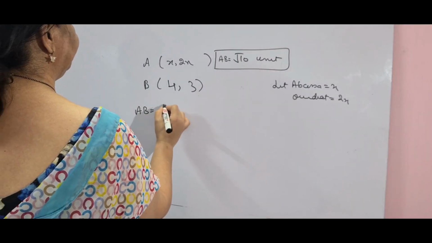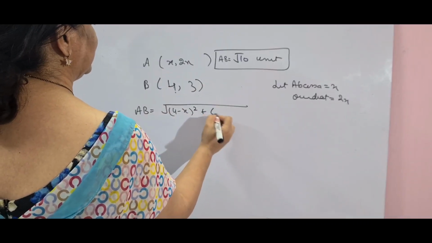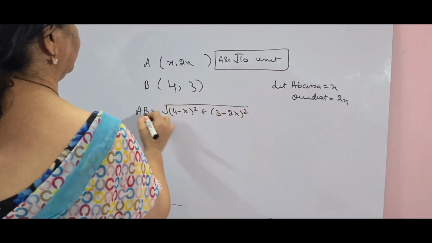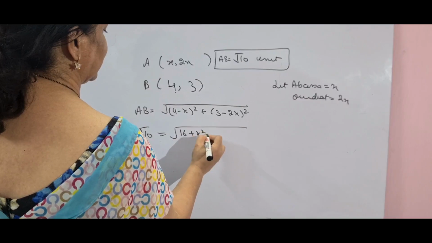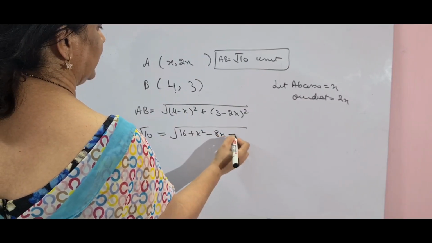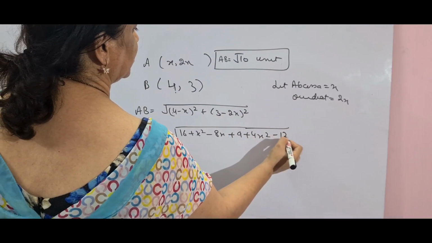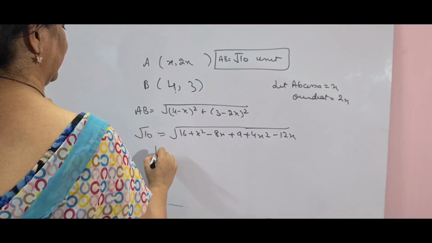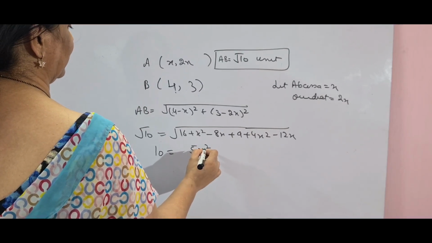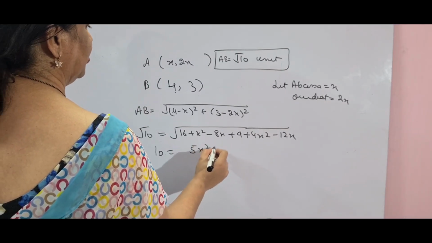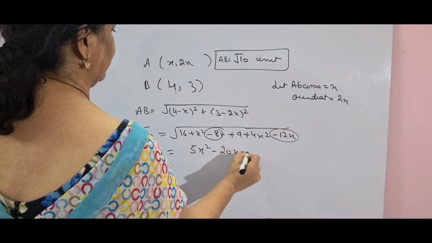AB is equal to the square root of (4 minus x) whole square, that is (x2 minus x1) whole square, plus (3 minus 2x) whole square, and the AB value is given to be root 10. So this again gives 16 plus x square minus 8x, plus 9 plus 4x square minus 12x. Squaring both sides, 10 is equal to whatever answer you get. Again it will be in sum-product form. Minus 8x and minus 12x will be minus 20x, and 16 plus 9 will be 25.